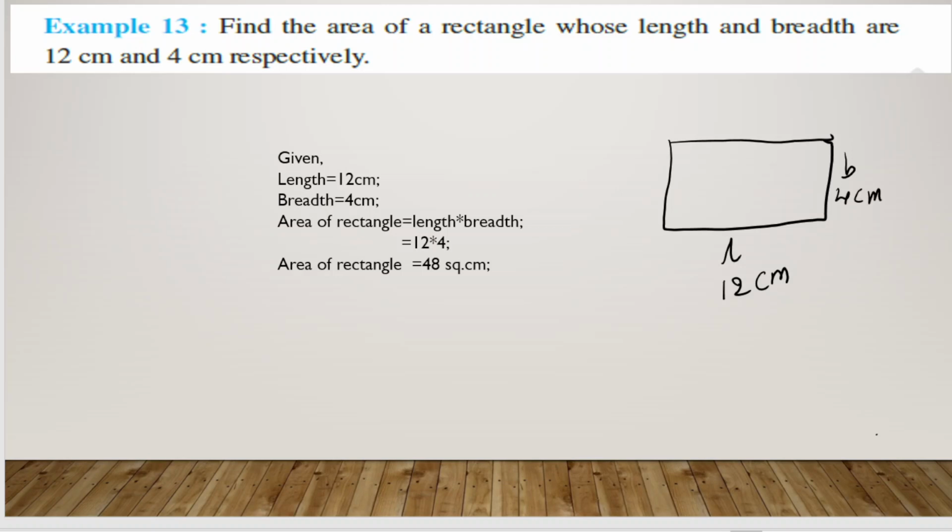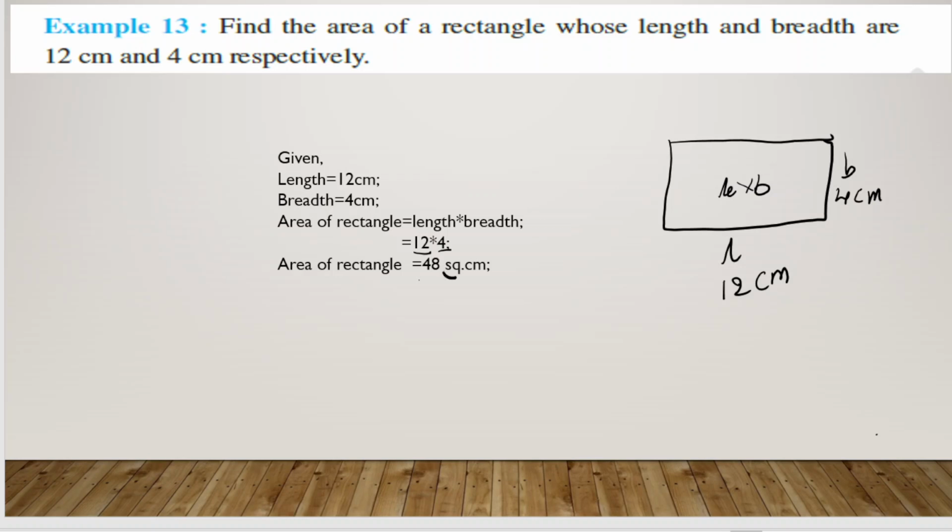You know that area of rectangle is nothing but length into breadth. So substitute the values of length and breadth in the formula. Here length is nothing but 12 and breadth was given 4. So from this we can say that the area of rectangle is equal to 12 into 4, which is nothing but 48. Here we have written the units as square centimeters.